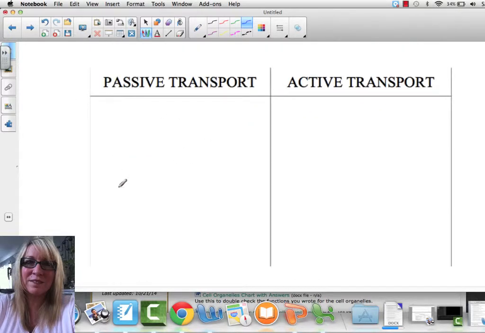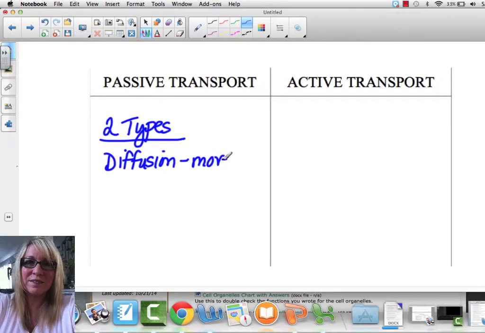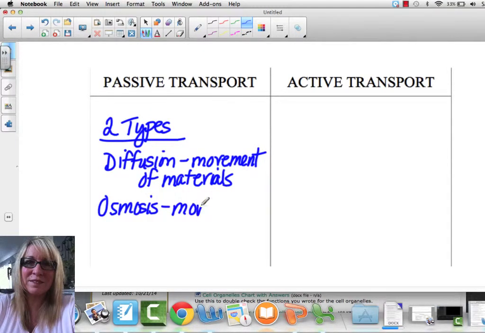And one other thing that we need to mention about passive is that there's two types. And we're going to talk about both of these. One is diffusion, which is movement of materials. And the other one that you have to know is osmosis, which is movement of water.